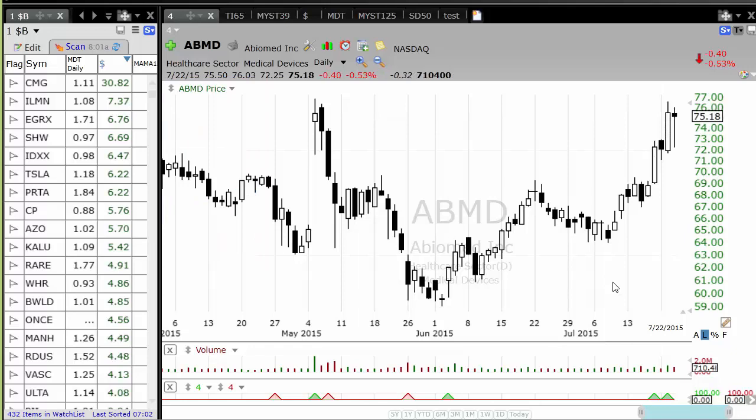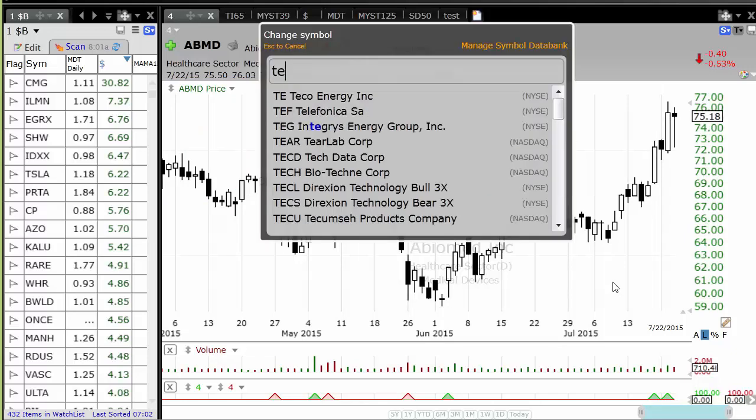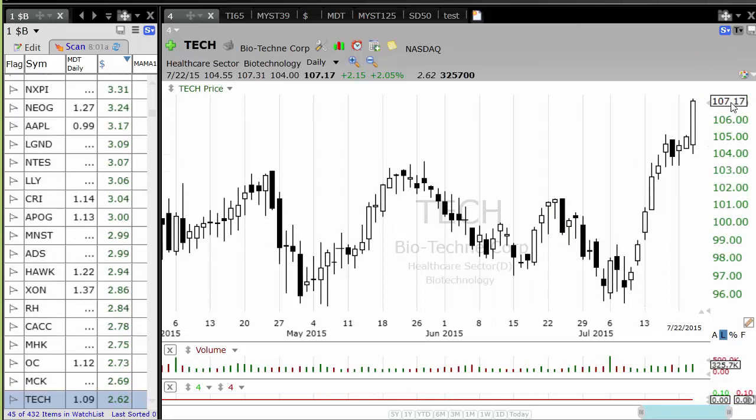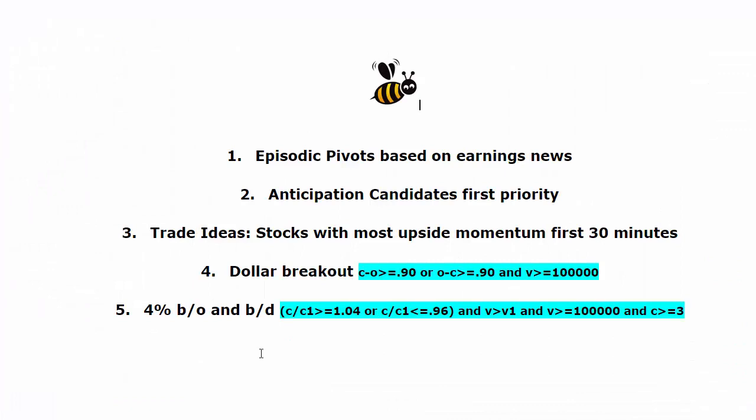Then yesterday I bought TECH from the dollar breakout scan as soon as it hit the scan, and it's already up almost $1, or 90 cents, after my entry. So this is a stock which showed up in the dollar breakout scan yesterday. Once you run this scan, you get enough candidates, you'll never go hungry. You'll get more than what you can chew, actually, in terms of quantity of stocks. But the process is the same every day.